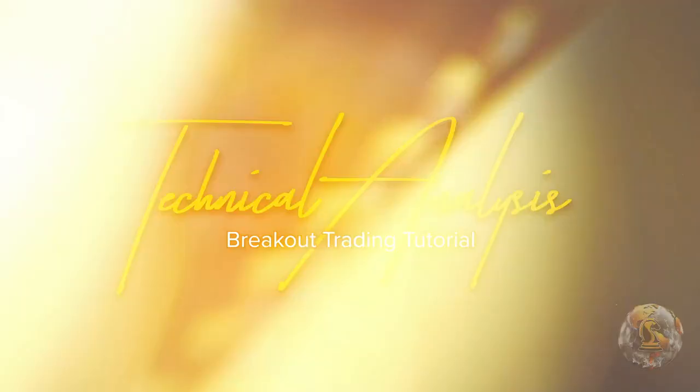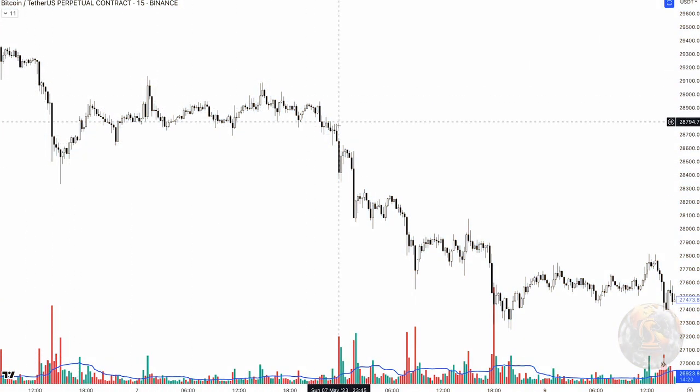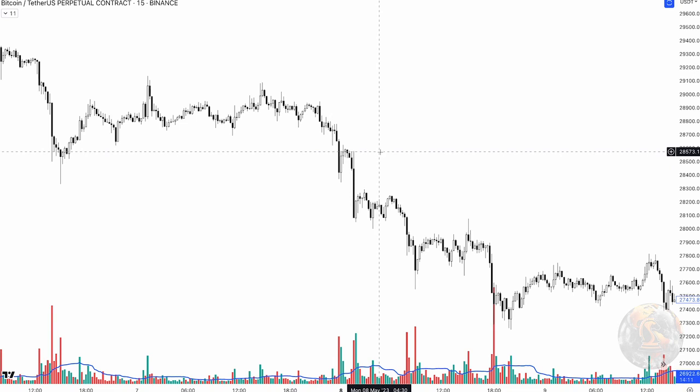So let's look at an example. Here we have a downtrend. So it trends down, we then consolidate, and then it breaks down again. So we have potential in this area for a breakout trade. How do we actually take that? Well, let me show you.